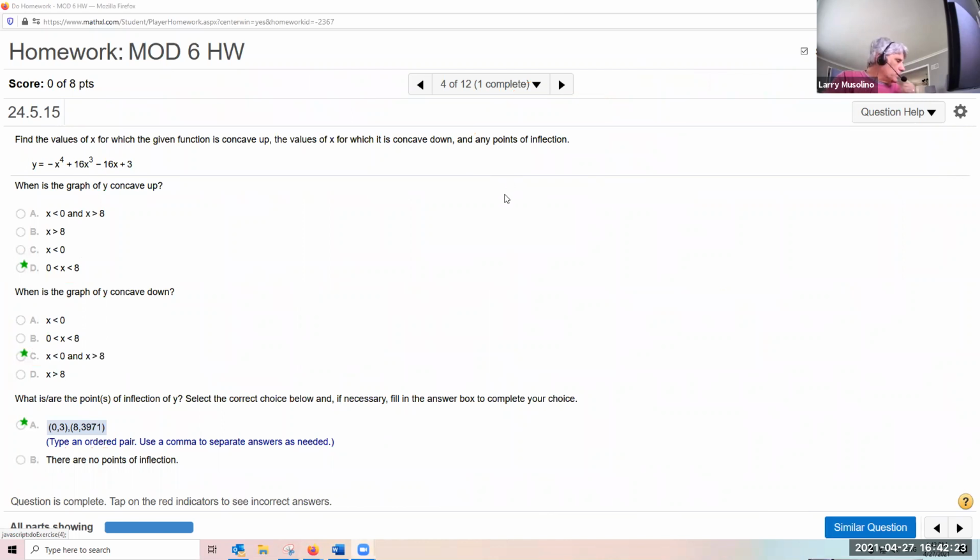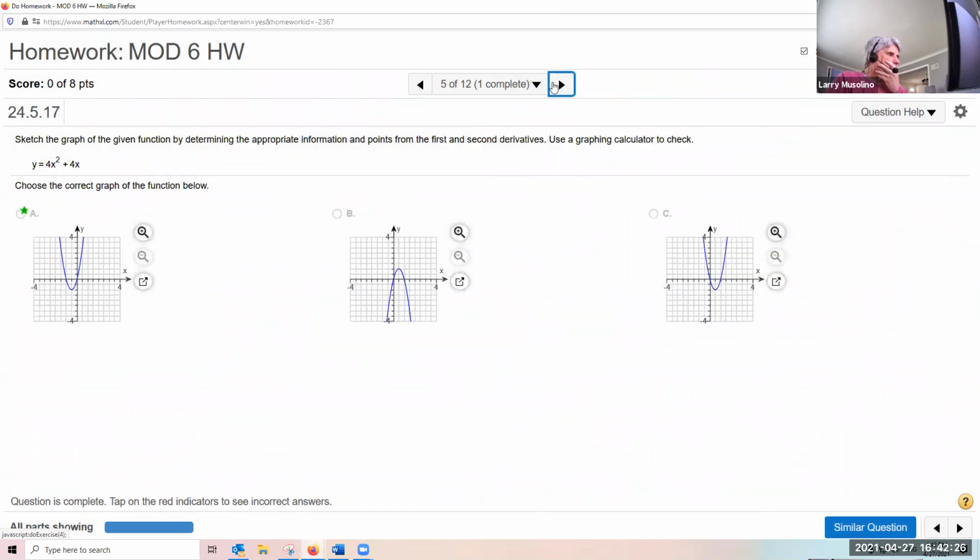All right, folks, why don't we do another example? How about if we do an example here? It says y equals 4x squared plus 4x.